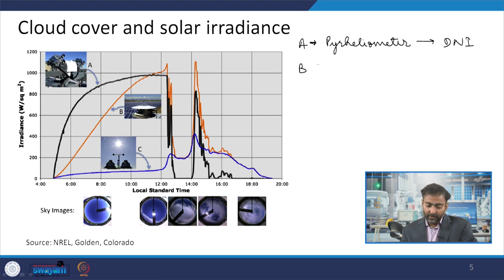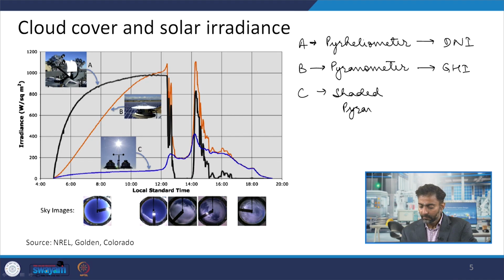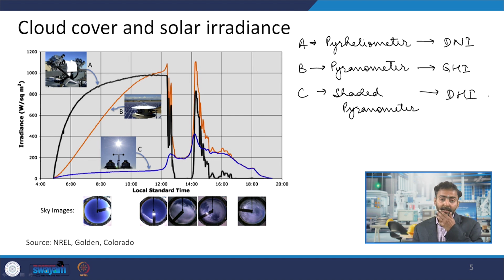Then the equipment given in figure B is an unshaded pyranometer placed in the open, and that is what is giving you the GHI. So the orange curve is the GHI, and figure C represents a shaded pyranometer. Therefore, that is giving you the DHI component. So those are the three components of radiation at a given location in the USA, Golden, Colorado.